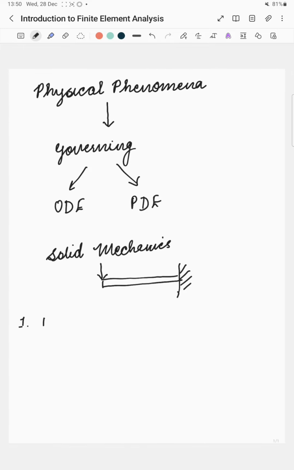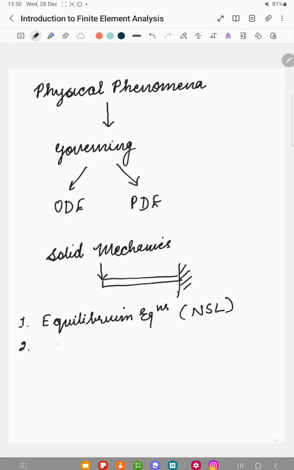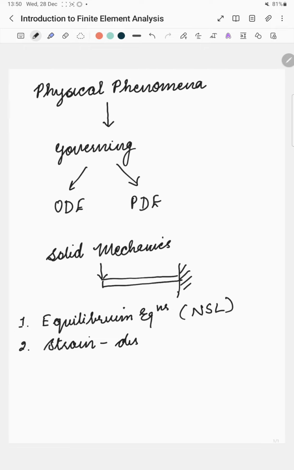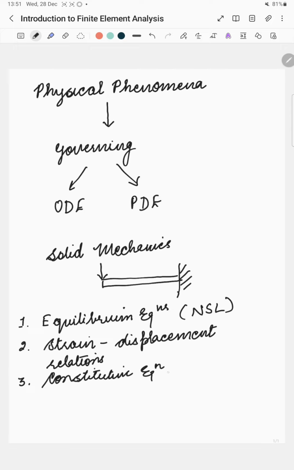these governing differential equations are developed using equilibrium equations, which is Newton's second law, strain displacement relations, and the constitutive equation. This constitutive equation is nothing but the stress strain relationship.